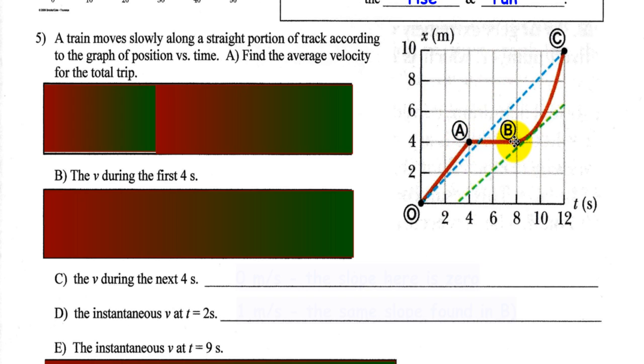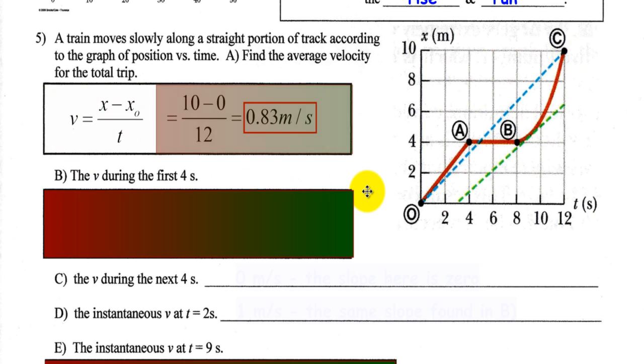A to B, it had no slope, so it was stopped. But from B to C, that slope slowly increased and got steeper, so that means it was moving faster and faster. All you have to do to find the average is the same thing as before: rise over run. Connect the beginning and the point that you're concerned about and find that rise over run in order to find the average velocity. So the average velocity over that 12-second interval would be 0.83 meters per second.